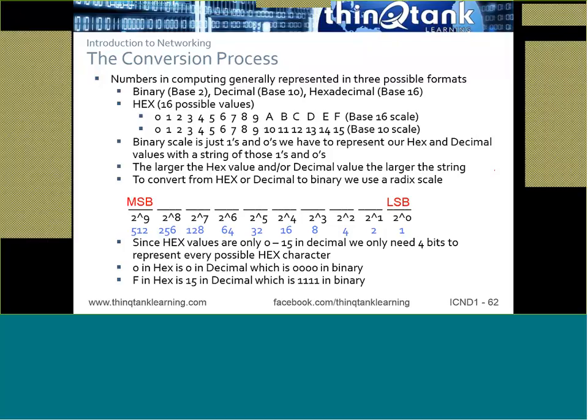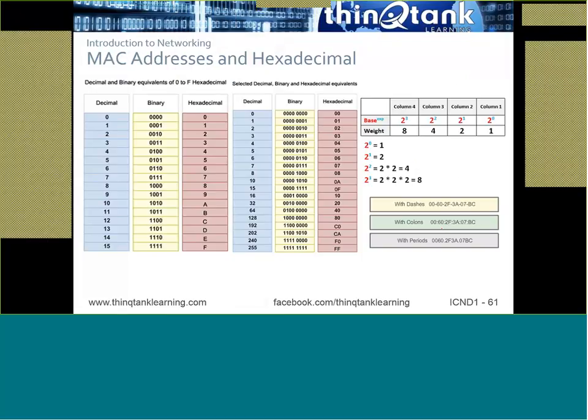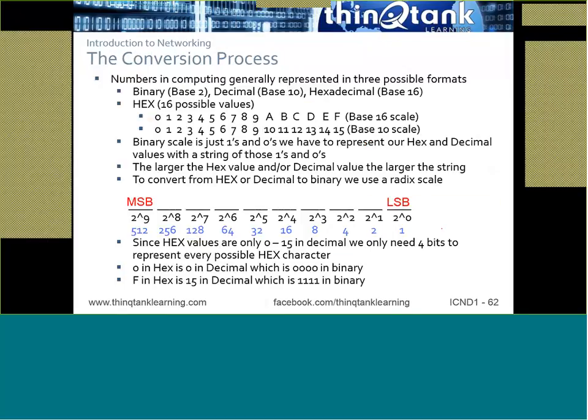Again, we have this scale called the radix scale. Now what I've drawn here is a larger radix scale. What we saw on the previous slide was only a 4-bit radix scale. Here we're seeing a 10-bit radix scale. This scale always starts at the power of 0. 2 to the power of 0, 2 to the power of 1, 2 to the power of 2, 2 to the power of 3, 2 to the power of 4, and so on. As you add more bits, you simply add another exponent, or increment the exponent.